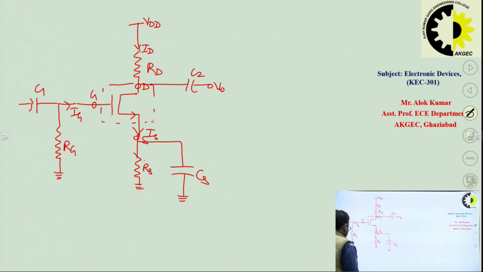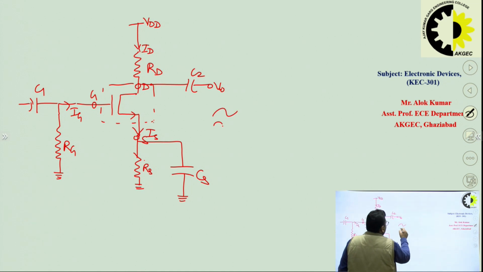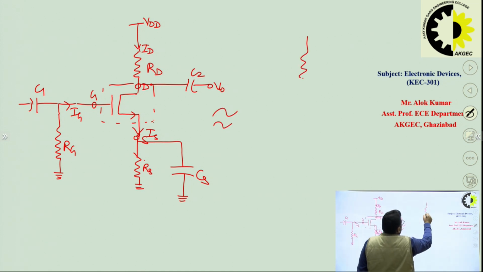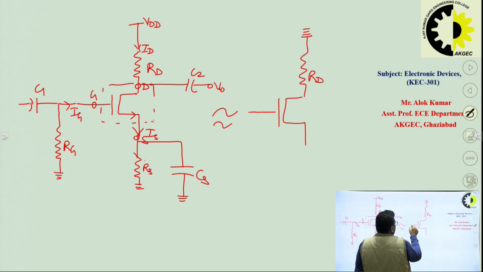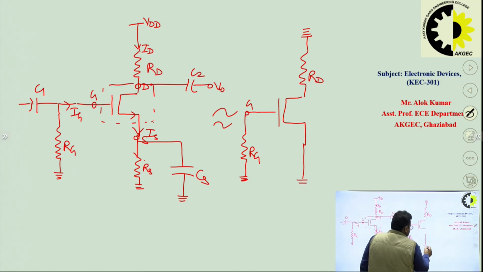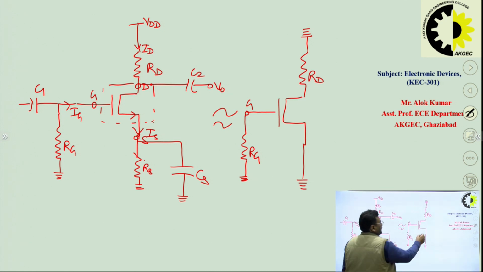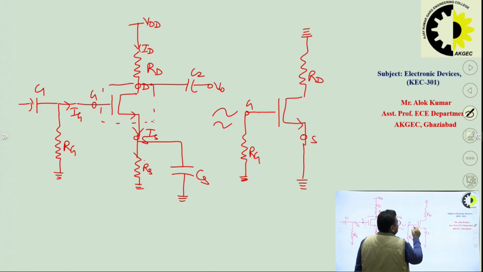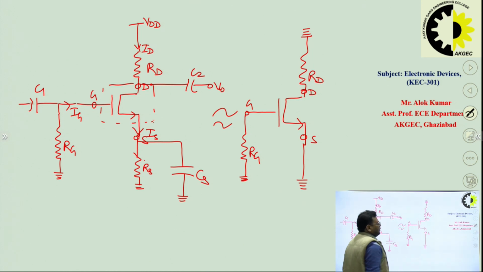So the equivalent circuit will be: here we have RD which is connected to ground, here we have the gate terminal and the resistance RG is connected here. Because we have shorted the capacitor CS, the existence of RS is no more. So the source is directly connected to the ground terminal, and this is the source terminal, this is the gate terminal, and this one is the drain terminal.